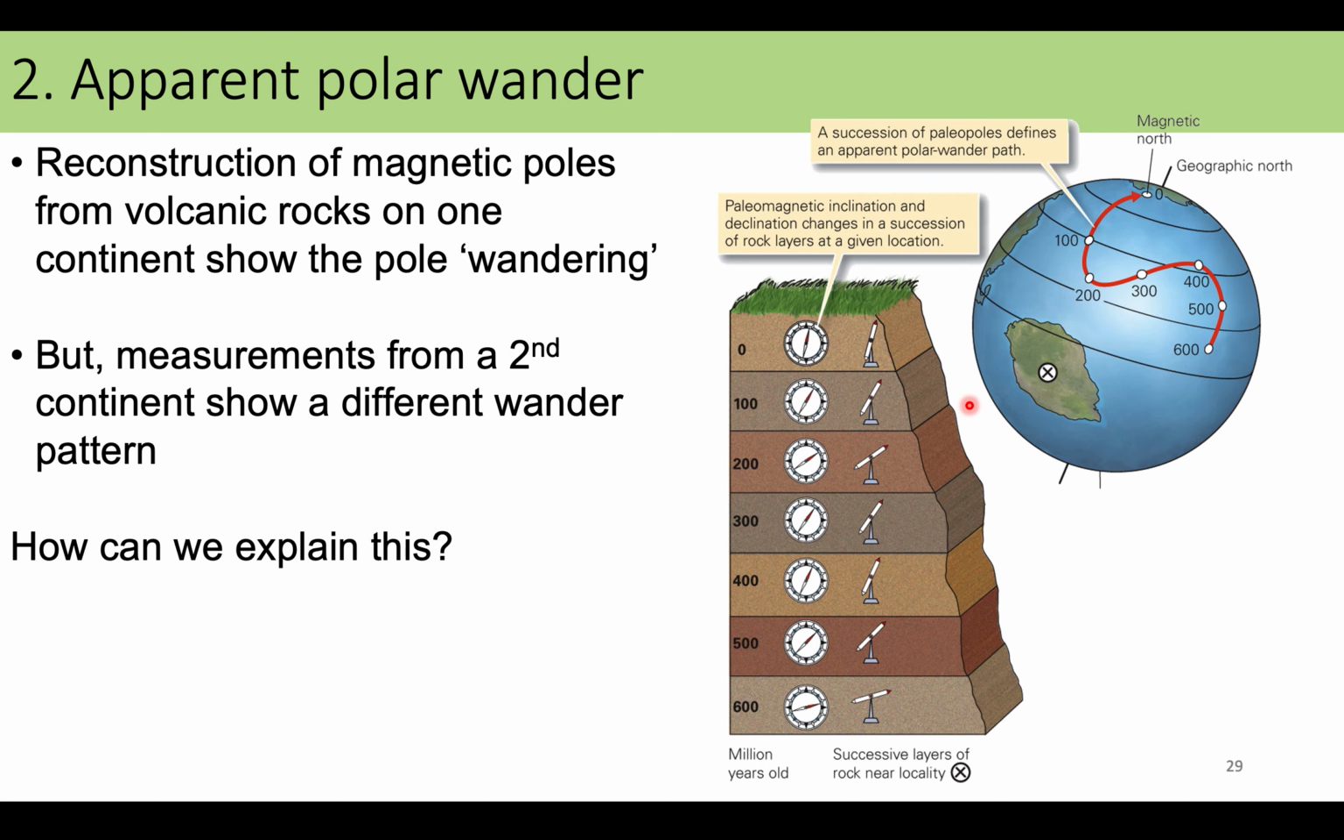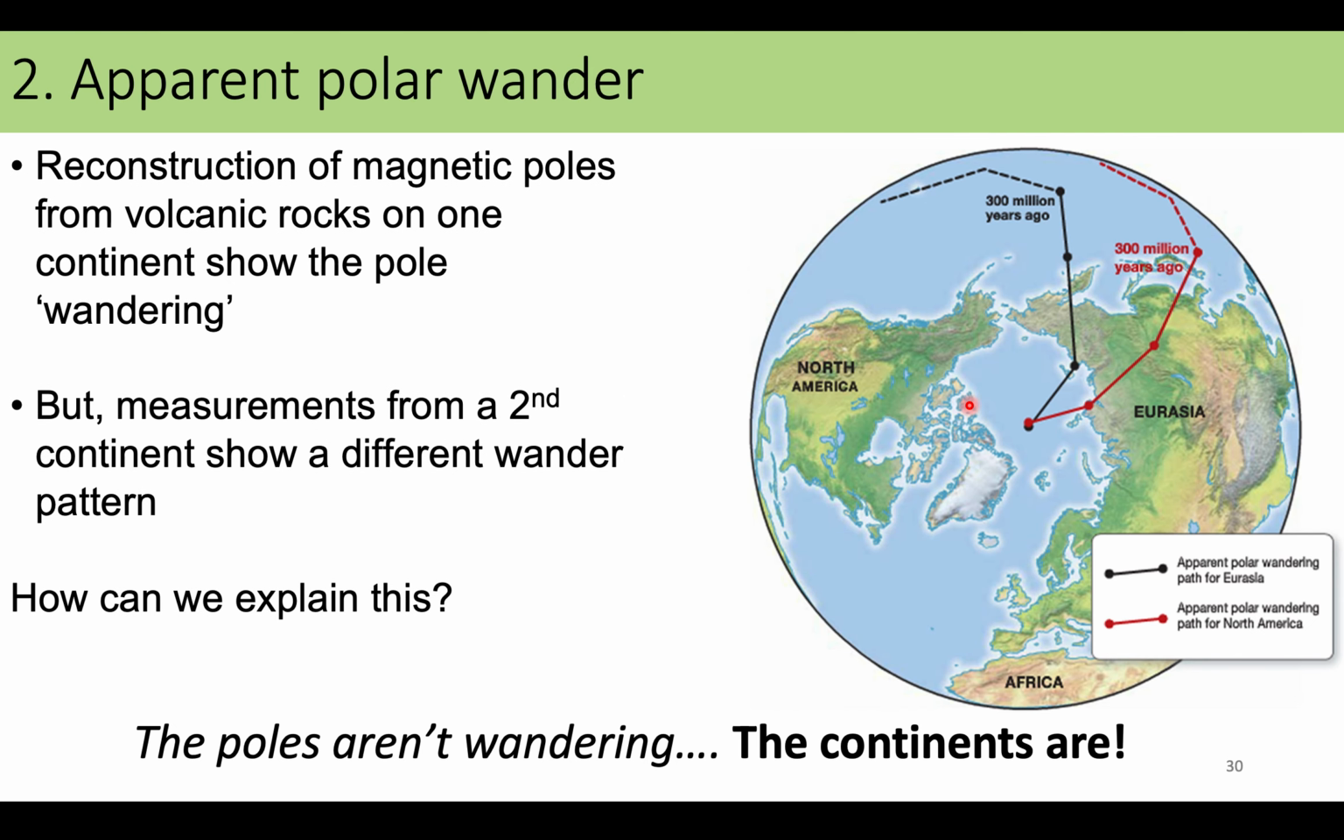However, we found very different patterns in the wandering patterns of our North Magnetic Pole. So what this means is that the pole wasn't necessarily wandering, it's the continents that are wandering. So the continents have moved over the surface of the Earth. So this was a big piece of evidence, irrefutable, that Alfred Wegener could have used when he was trying to prove his idea of continental drift.